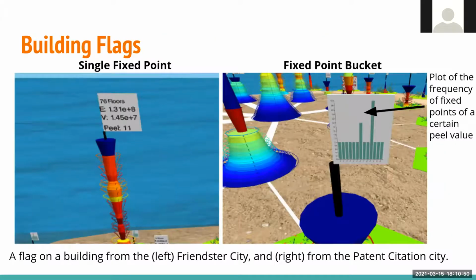The flags on top of buildings display various summary information. For buildings that are alone in their bucket, the flag shows the number of floors, the peel value, and the size of the corresponding fixed point. For buildings part of a larger bucket, the flags show a plot of the distribution of peel values of the fixed points in that bucket.